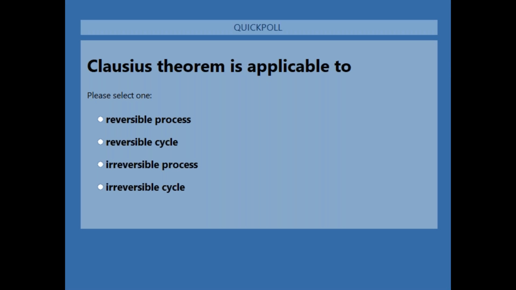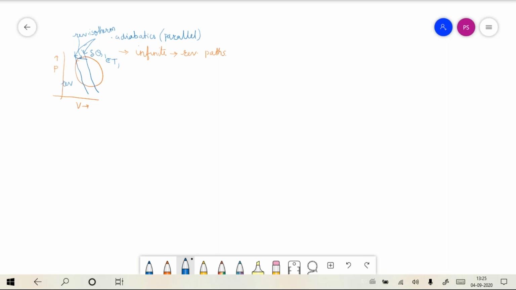The theorem, as I had already explained, is applicable to a reversible cycle, and it is not applicable to a reversible process. What we want to prove is that the cyclic integral of del Q by T for a reversible cycle is equal to 0. That is what we are planning to prove. Now let me close the poll and go back to our discussion.